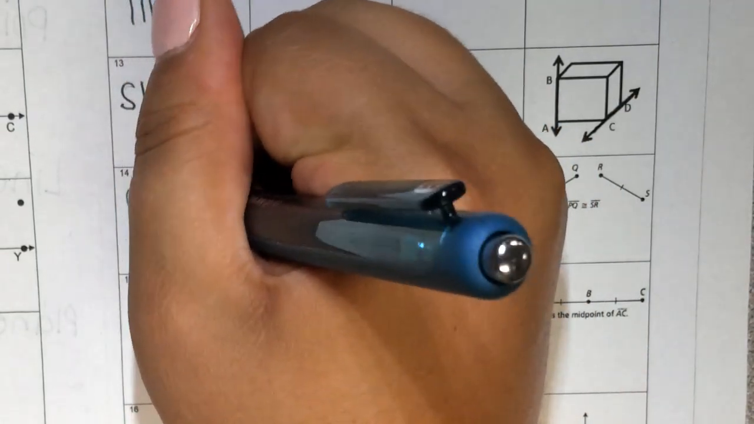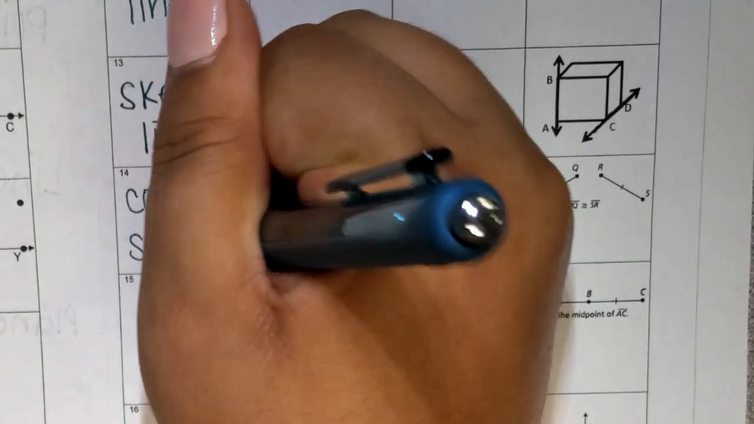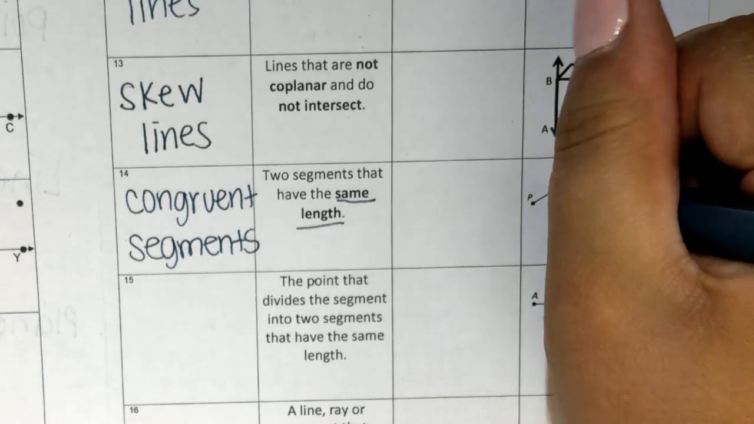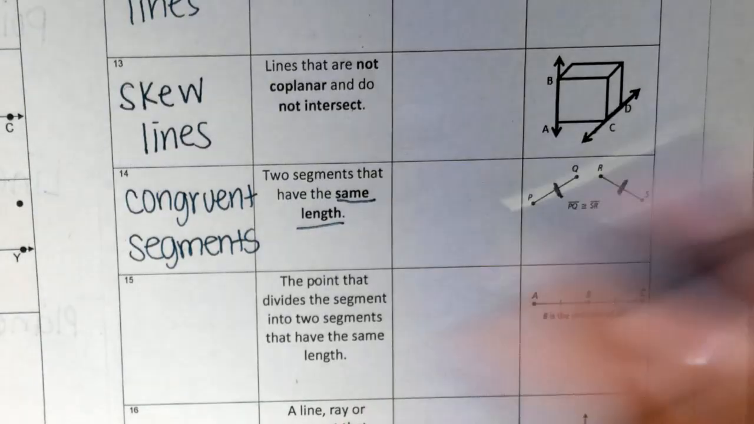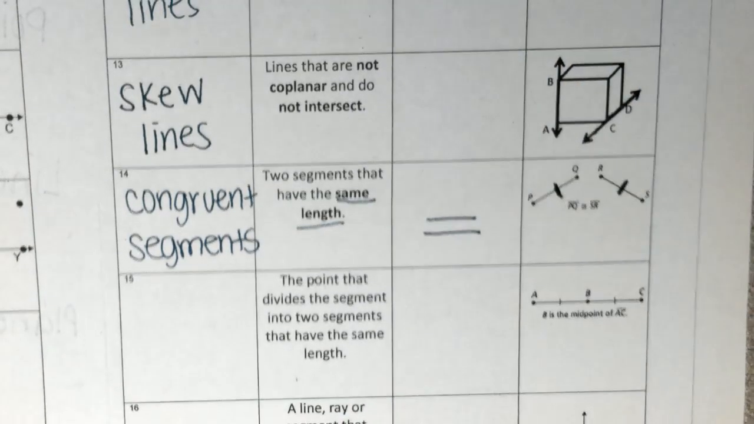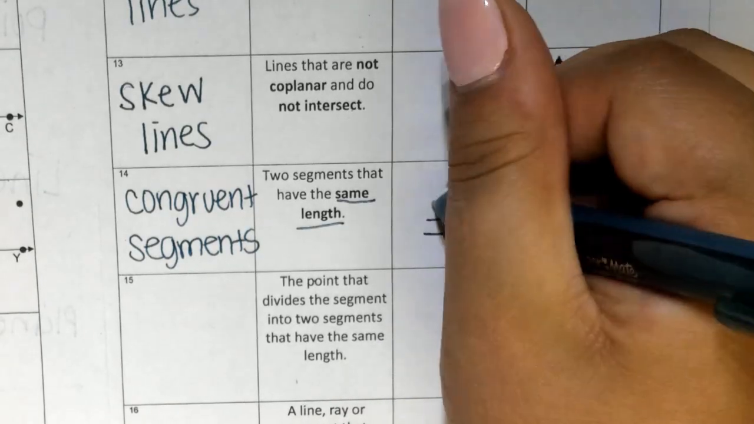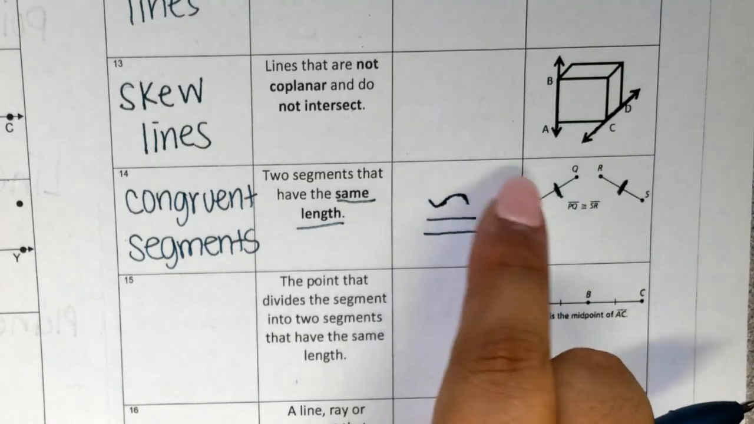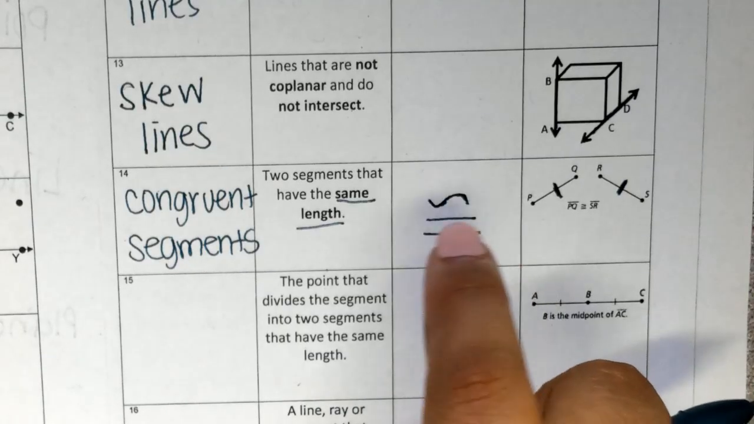Congruent. So these are congruent segments. They're segments because they have endpoints. Do y'all see these little tick marks? Those tick marks mean congruent. What mathematical symbol means congruent? An equal sign means the same size. The little tilde squiggly thing means the same shape. This symbol right here is congruent. We're going to use this all year long.